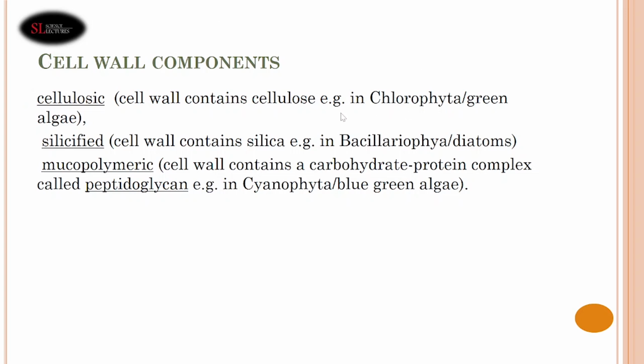Then there are those that have their cell wall made up of silica, and because of that and other characteristics, we can say that this is a member of the group Bacillariophyta or diatoms. Then there are those that are made up of a carbohydrate protein complex, what we call mucopolymer, called the peptidoglycan layer, and those are members of the group Cyanophyta or blue-green algae.